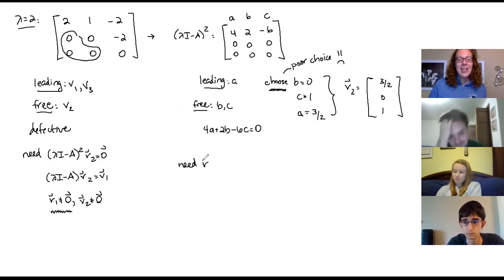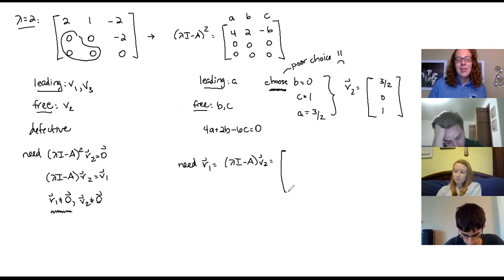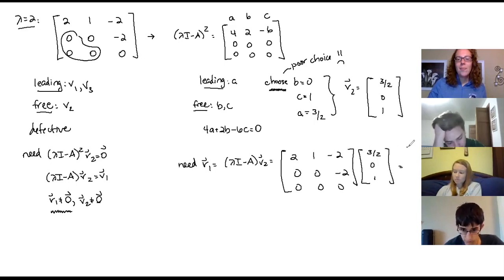Once again, we need V1 to be lambda I minus A times V2. So in this case, that is going to be 2, 1, -2, 0, 0, -2, 0, 0, 0, times what I just had, 3 halves, 0, 1.